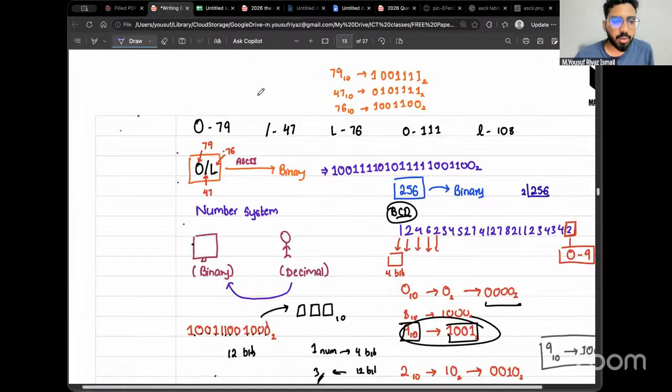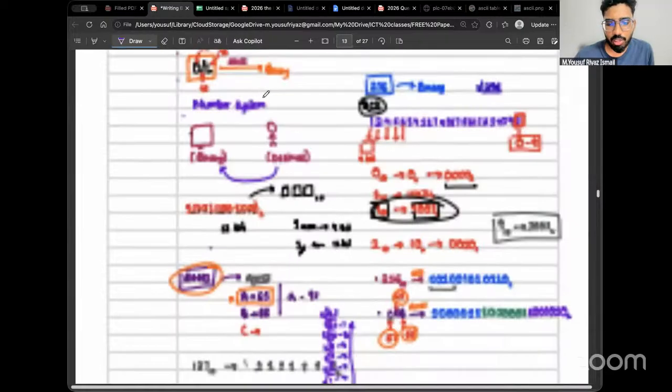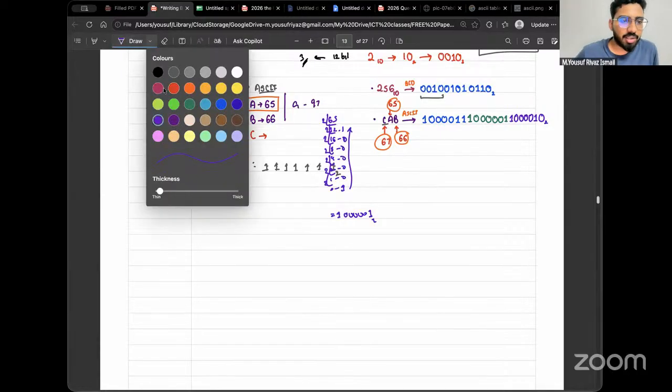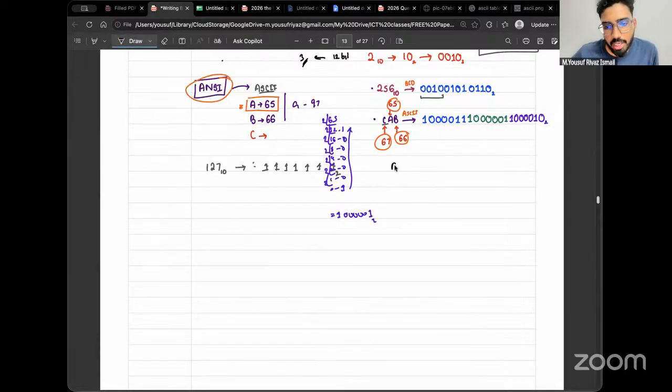So yeah, that's how you do ASCII questions. Just like how we had BCD and ASCII, there were two other coding systems made. After BCD, there was a coding system called EBCDIC. In EBCDIC, every character is represented using 8 bits. For that, there's a different table.